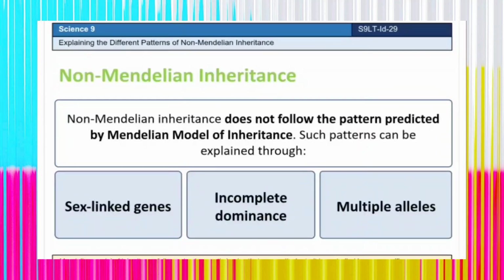Mendelian model of inheritance follows simple genetic basis that one particular trait is controlled by one specific gene, therefore, controlled by only two alleles. However, the process of inheritance is more complex in nature, because most of the inherited traits are controlled by more than one gene and multiple alleles. Thus, non-Mendelian inheritance does not follow the pattern according to Mendelian model. Such patterns can be explained through sex-linked genes, incomplete dominance, and multiple alleles.